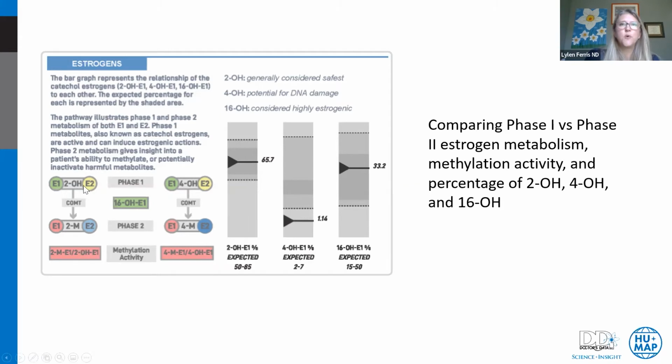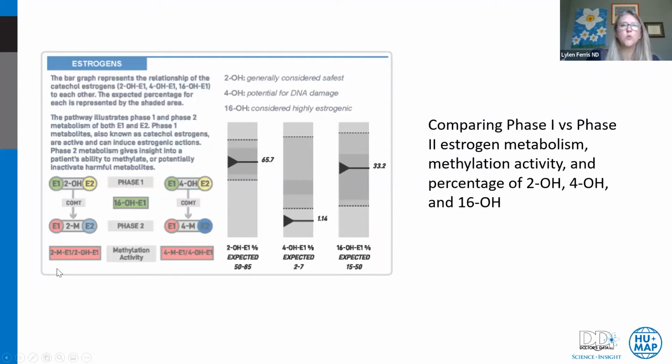So here we have 2-hydroxy estradiol and 2-hydroxy estrone represented. At a glance, you can see the 2-hydroxy estrone is green, so falling right in the middle of that reference interval. 2-hydroxy estradiol is yellow, meaning it's trending towards the top of the reference interval. Then we can see how the COMT enzyme is working to move these markers into phase 2, which looks at the methoxy metabolites. Then here we have a marker of methylation activity.